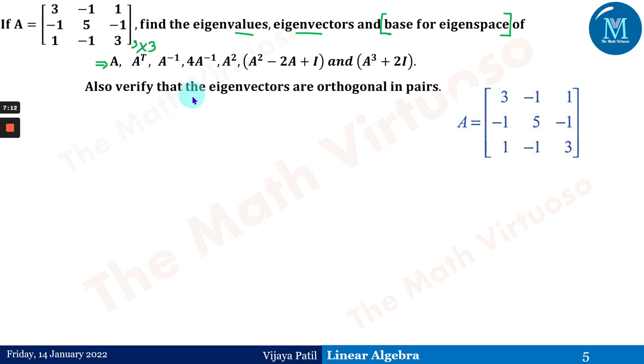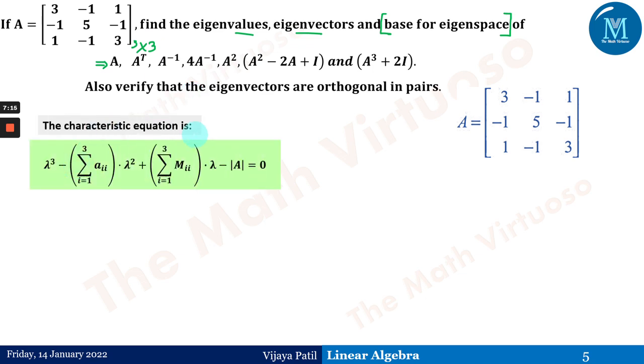Now moving ahead, the characteristic equation is given by this: lambda cubed minus the summation of a_ii into lambda squared plus the summation of M_ii into lambda minus the determinant of A is equal to 0. Now how to calculate this? The summation of a_ii is the sum of the diagonal elements of the matrix. Please note the diagonal elements are 3, 5 and 3. So 3 plus 5 plus 3 is equal to 11, which gives the summation of a_ii.